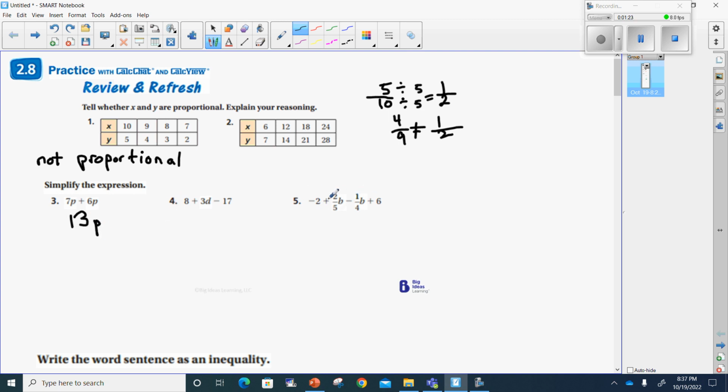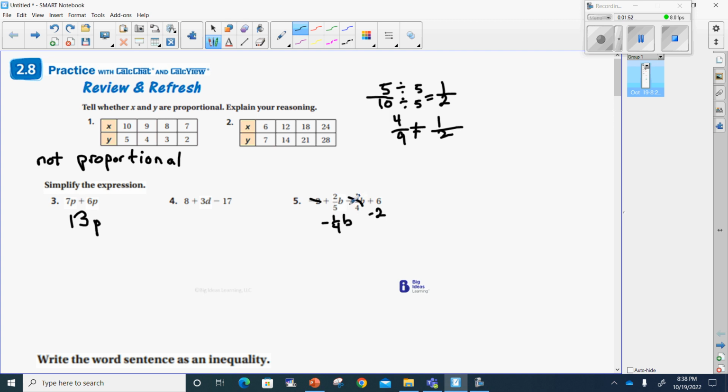Going on to number 5, this is a little more complex. I'm going to take all of my numbers and stack them. So I'm going to take this -2 and bring it over here under the 6. Then I'm going to combine my b's by taking this -1/4 b and put it over here.